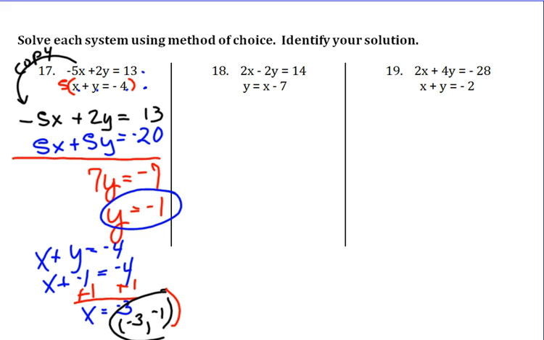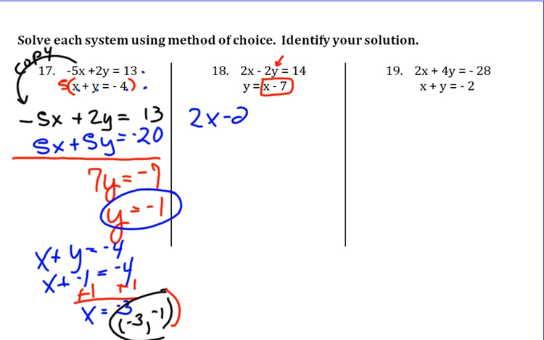All right, negative 3, negative 1 is my solution. Now let's look at 18. Now 18 really lends itself well to the substitution method. Y equals x minus 7, that I can substitute in for this y. Y can be replaced with an x minus 7. So I'm going to go ahead and do that.